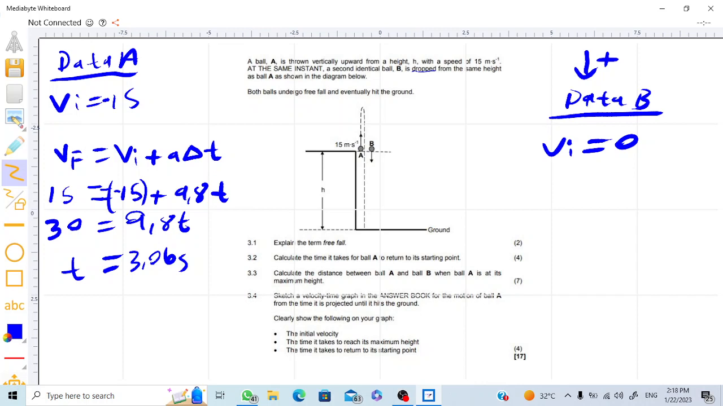So I just explained, when ball A is at its maximum height, the time is half of the time you have here. Why? Because I said time from here to here is the same as time from here back here. So time taken from here to upwards, the same time taken from upwards back to the same point. Keep that one in mind. Now let's calculate how far ball A went up there.